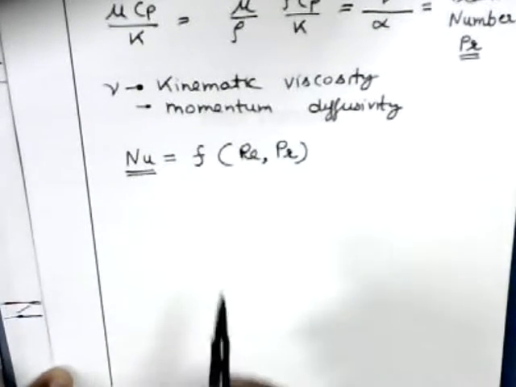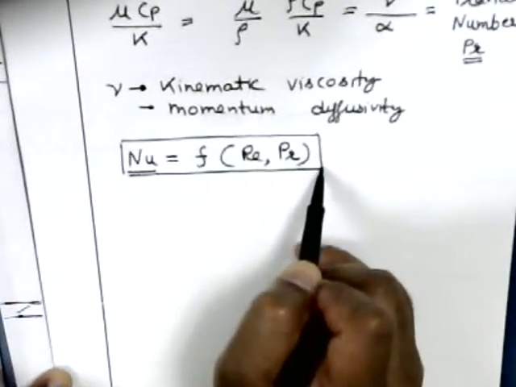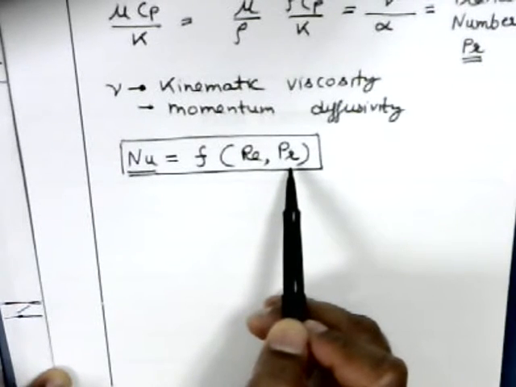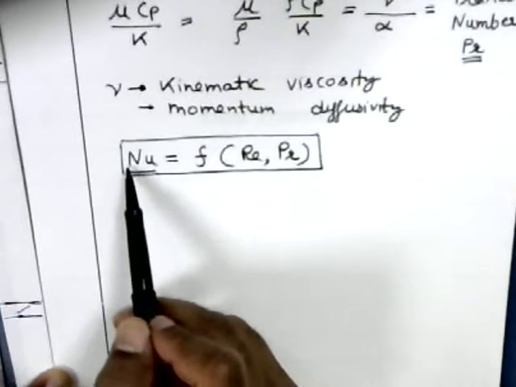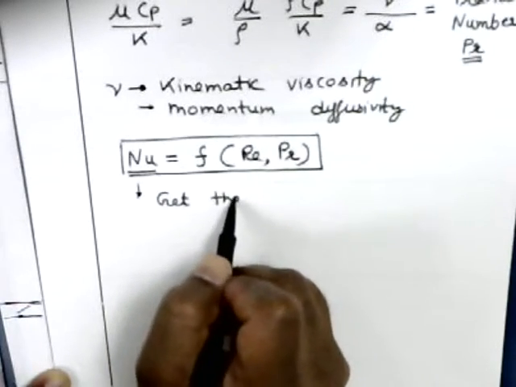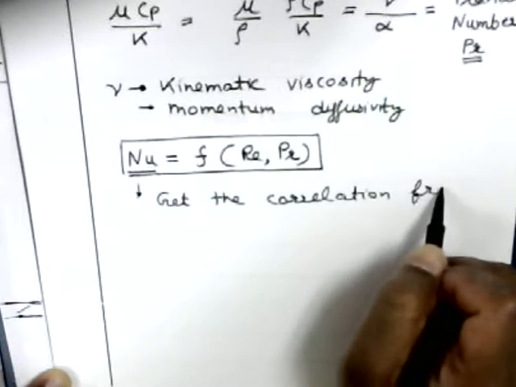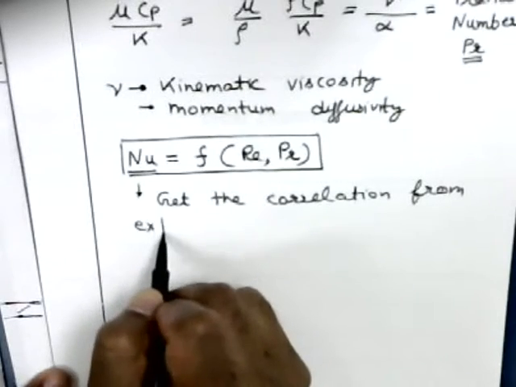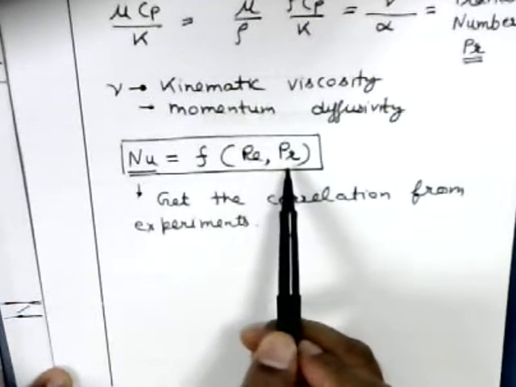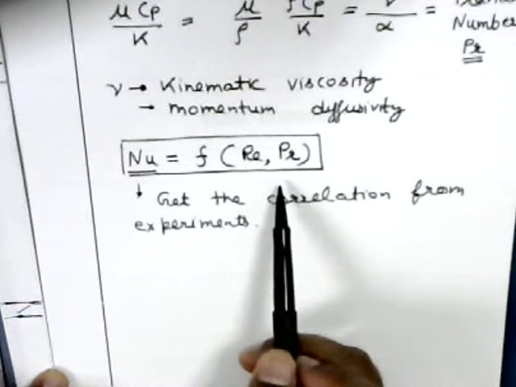So now what we can do is, theoretically, by dimensional analysis, we got this insight. We can do experiments for different values of Reynolds number and Prandtl number, and experimentally determine what this correlation is. So you get the correlation from experiments. But now see, the advantage is we have to vary only 2 parameters, Reynolds number and Prandtl number, whereas originally to begin with we had 7 parameters.